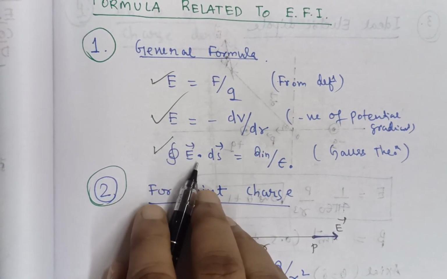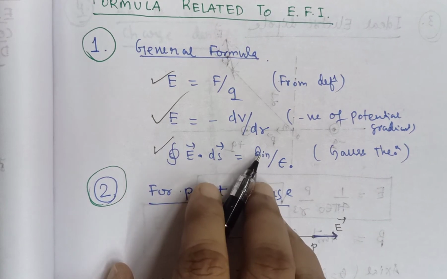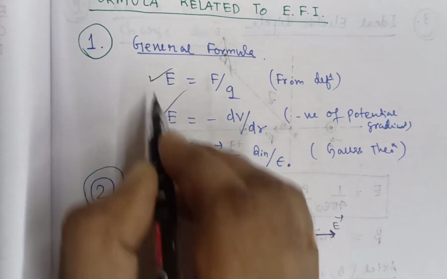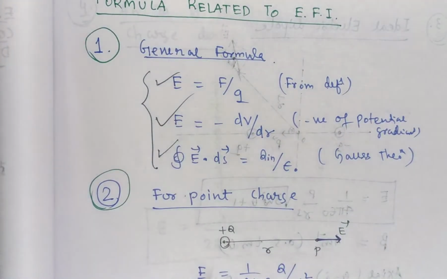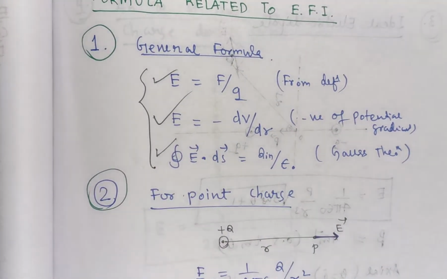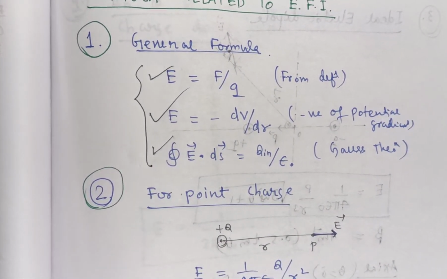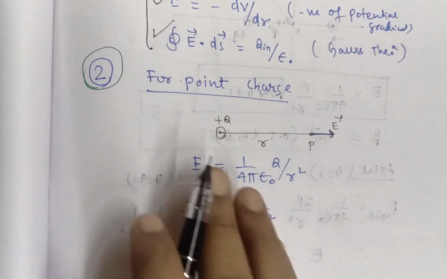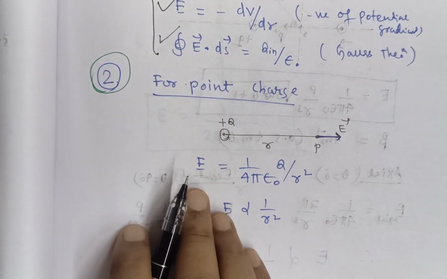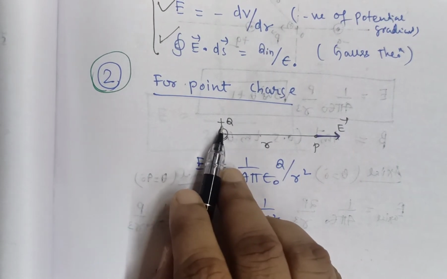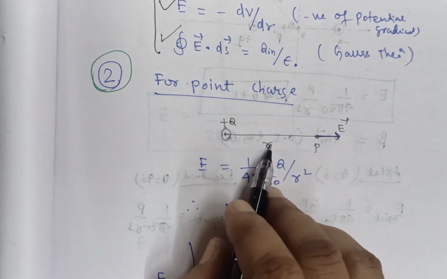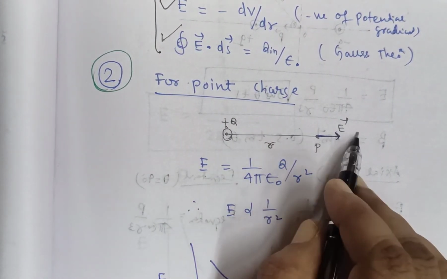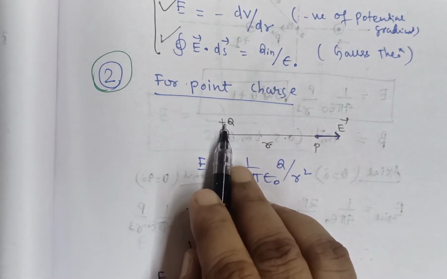Closed integration of E vector dot dS vector is equal to Q in by epsilon. All these formulas are applicable to every distribution of charge or every situation. Now the special cases we have read, let us just refresh our memory. You just see, this is the point charge plus Q, this is the point P, this is the distance R, and the direction of intensity is right as it is a positive charge.